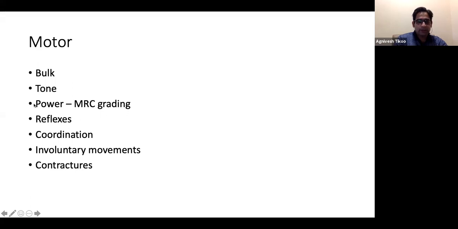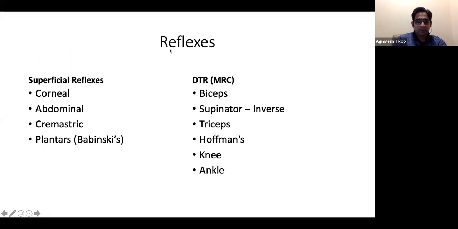And you need to check the reflexes, you need to check the coordination, any involuntary movements or any contractures. So for reflexes, mostly we see the upper limb and the lower limb reflexes. You need to know about the superficial as well as deep tendon reflexes. The superficial reflexes for you are the abdominal, cremasteric and plantar.